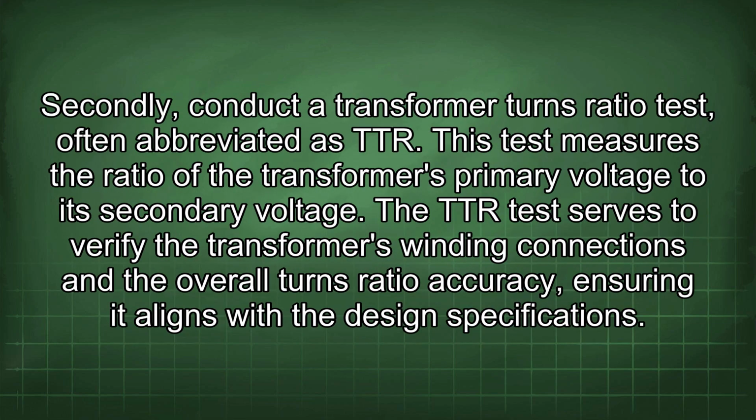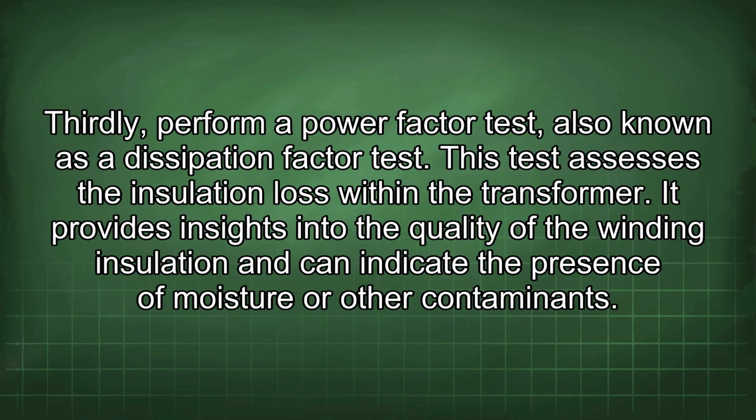Secondly, conduct a transformer turns ratio test, often abbreviated as TTR. This test measures the ratio of the transformer's primary voltage to its secondary voltage. The TTR test serves to verify the transformer's winding connections and the overall turns ratio accuracy, ensuring it aligns with the design specifications.